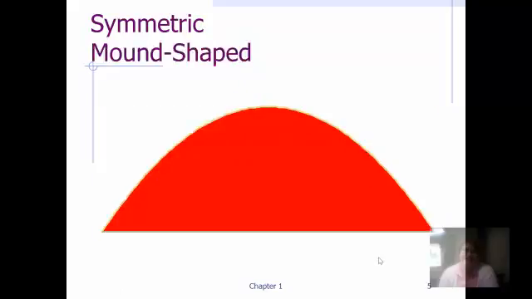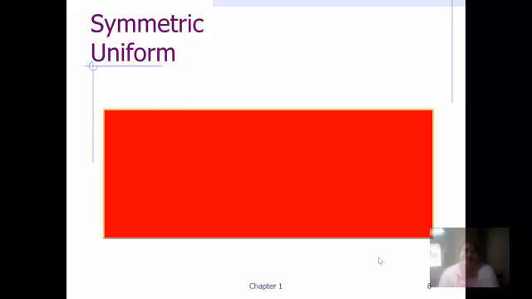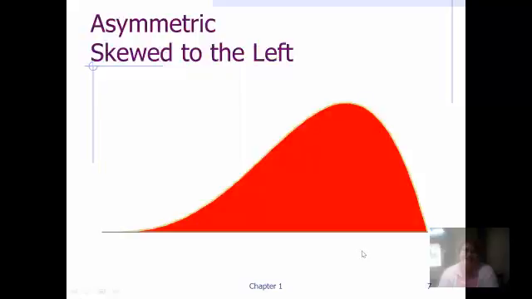And then another symmetric shape is a uniform distribution. A uniform distribution would be something like when we have a six-sided die and we toss the die. If the die is fair, we will get a uniform distribution of the six faces of the die. And then the sketch of the data looks like a rectangle.